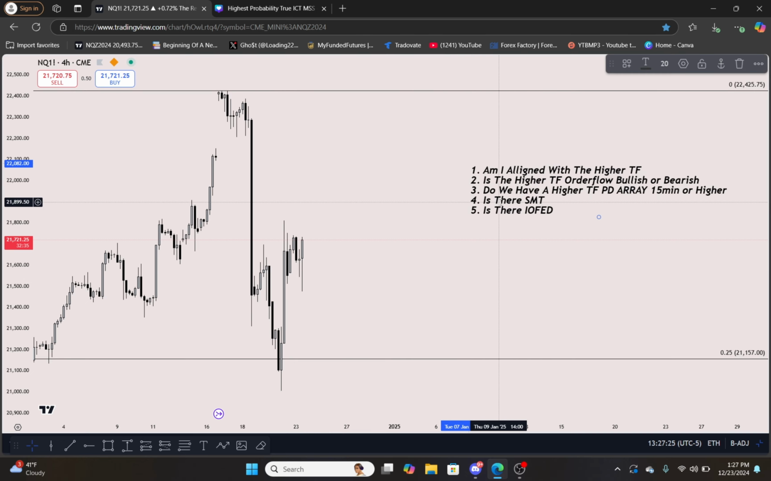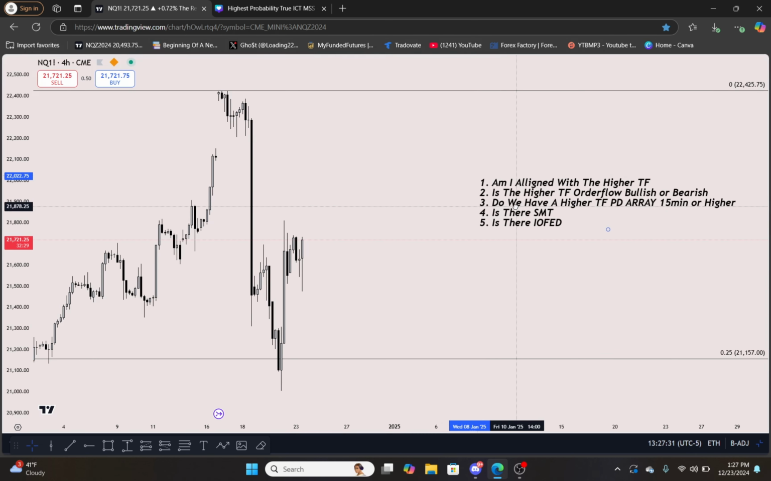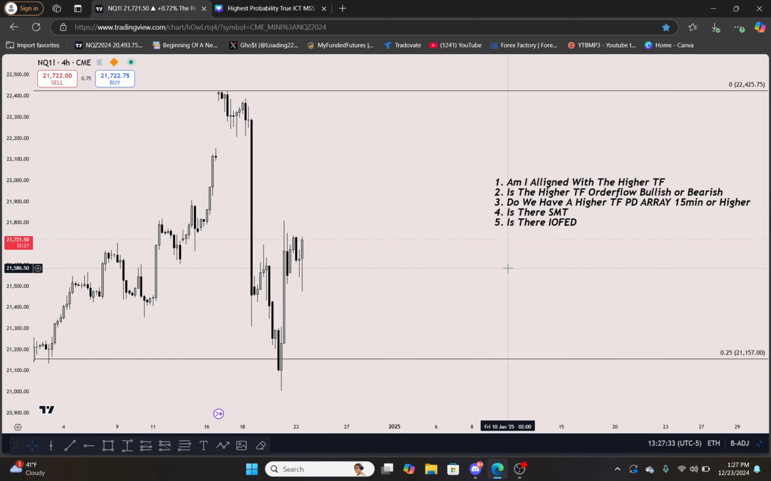So now that we have our trade checklist and how we define what is a quality A plus setup: every quality A plus setup, all 5 of these must be present.